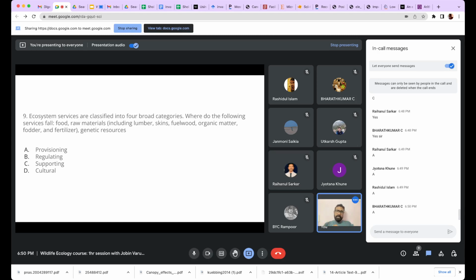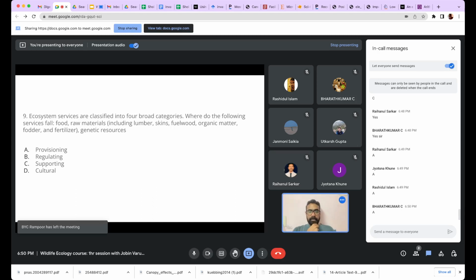Ecosystem services are services provided by ecosystems, as simply defined as that, and they are classified into four broad categories: provisioning, regulating, supporting, and cultural. So food, raw material, genetic resources all fall into the provisioning category. So I'll move on to the next question.